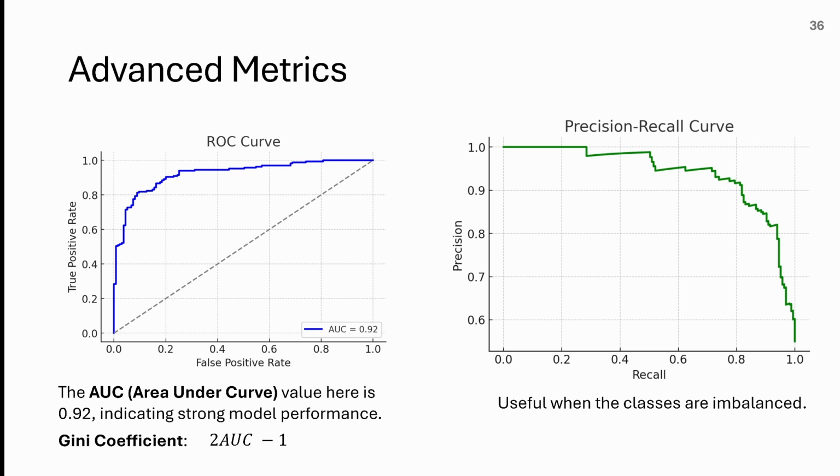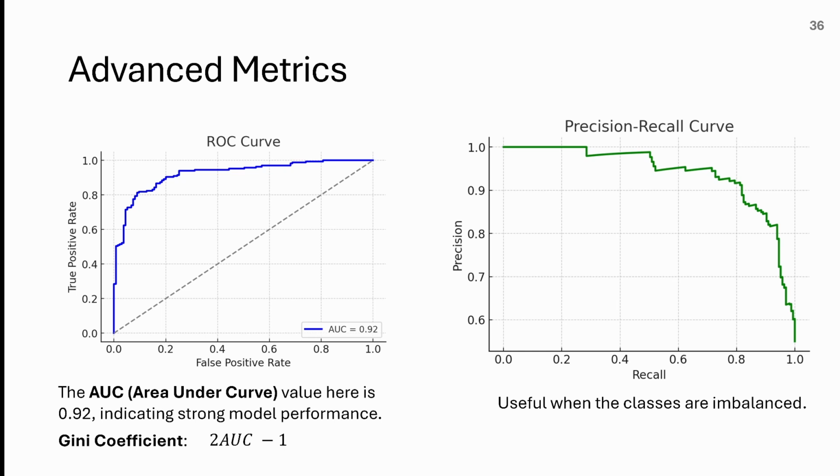The diagonal line represents a random classifier, while the curve above it indicates model performance. The area under the curve, or AUC, is a single value summary of the ROC curve. Here the ROC is 0.2, suggesting strong model performance. The Gini coefficient, calculated as 2 times AUC minus 1, provides an alternative measure of separability, often used in credit scoring and risk analysis.